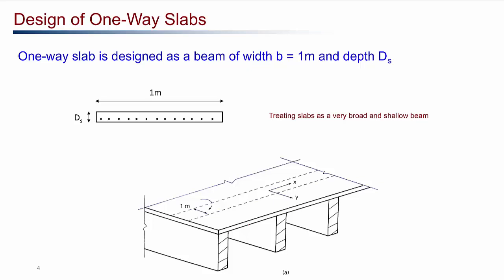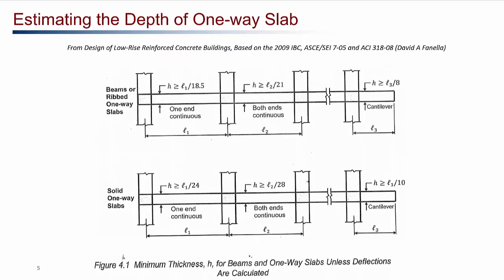But for simplicity, what we do is treat the one-way slab spanning here as a beam of width 1 meter and depth of ds. So we can treat this as a beam, design it as a beam, and find out what is the reinforcement required for this 1 meter wide beam, as you can see here. And once we find the reinforcement for this 1 meter beam, then we can pretty much replicate that throughout the slab.